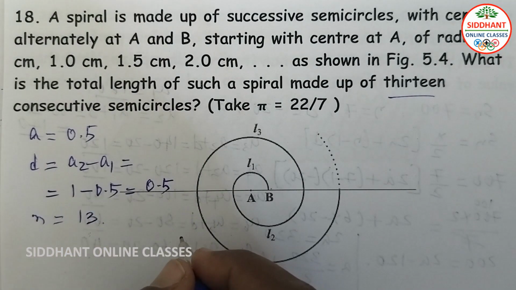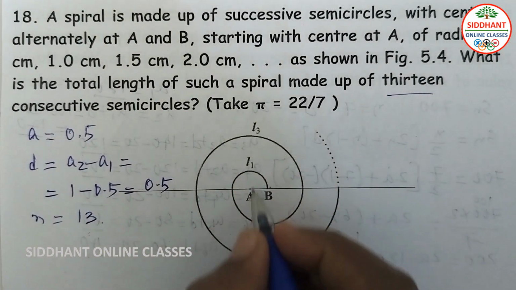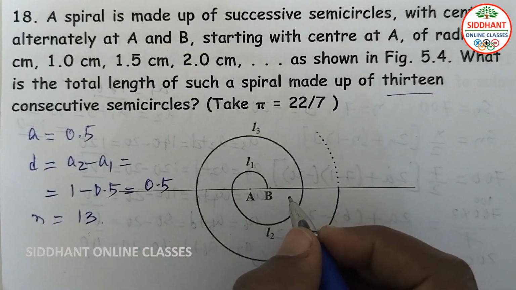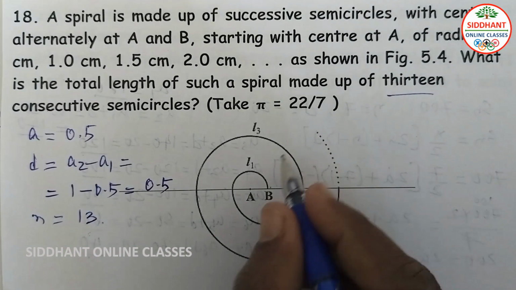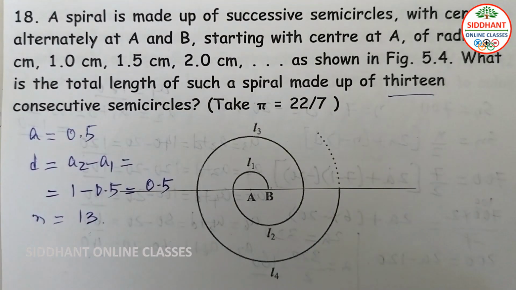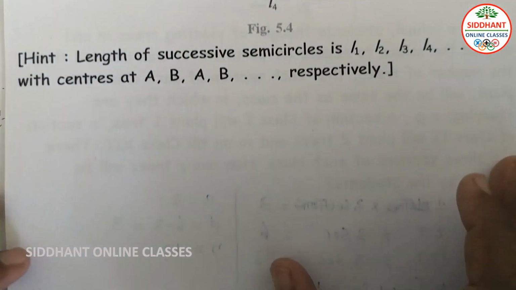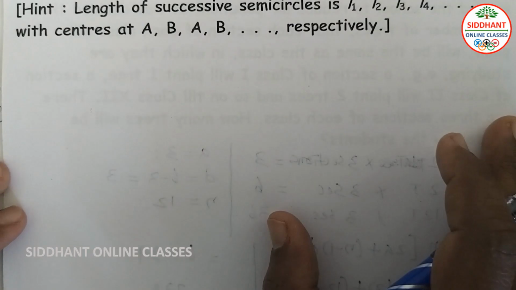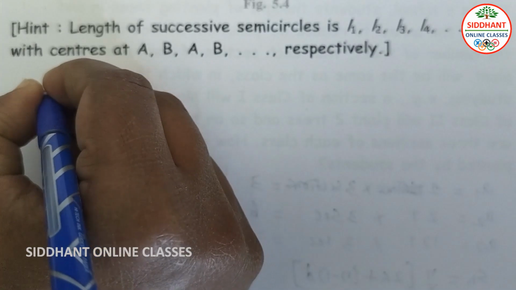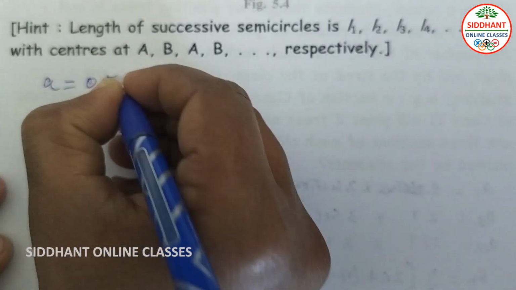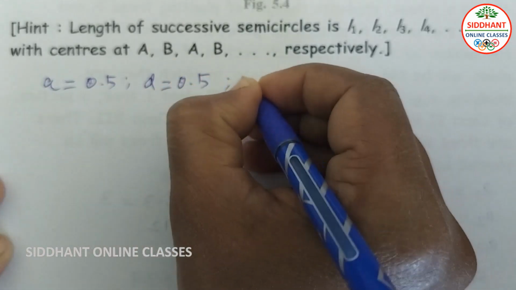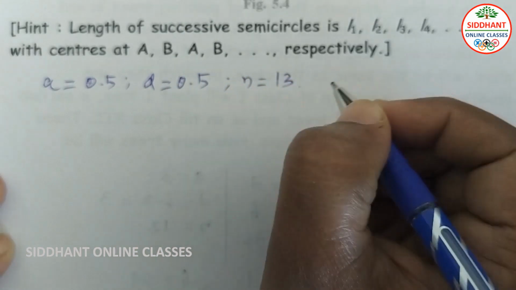So now first we are going to find out the sum, that is the total length we are going to find out. After that we are going to find the length, meaning the circumference, that is 2 pi r, we are going to find out. So given data, A equals 0.5, D equals 0.5 and N equals 13 here.